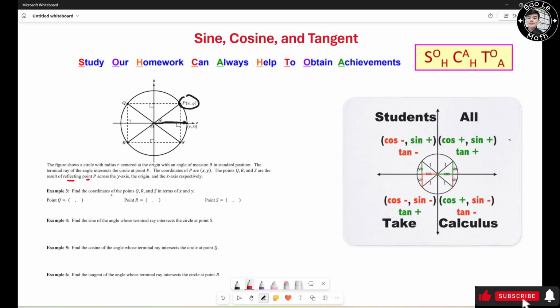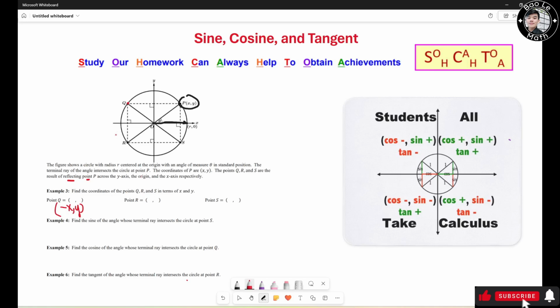Now, example number 3: find the coordinates of the points Q, R, S in terms of x and y. Point Q right here is the reflection of point P over the y-axis, which means y stays the same and the x value becomes opposite. So we have negative x comma y.